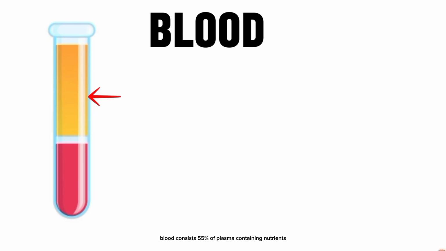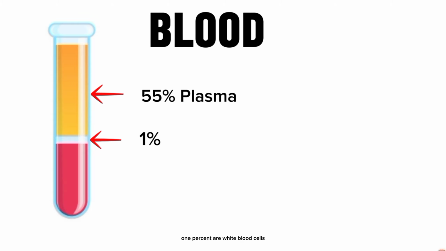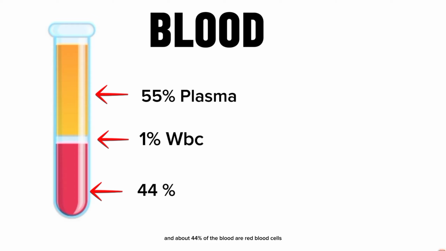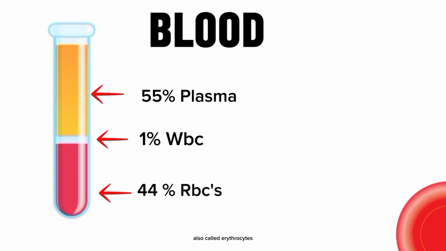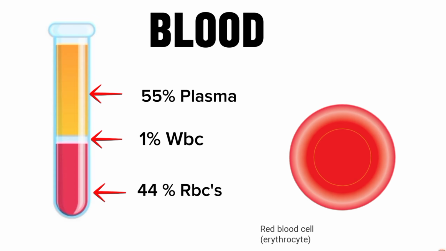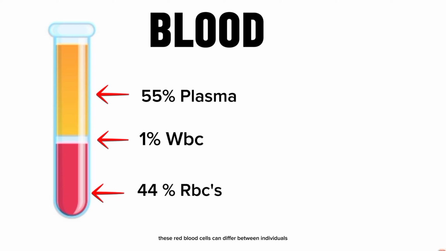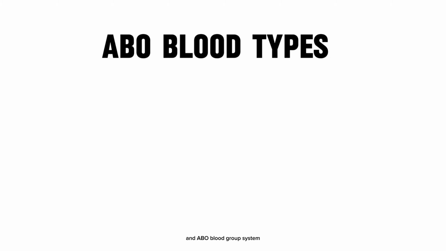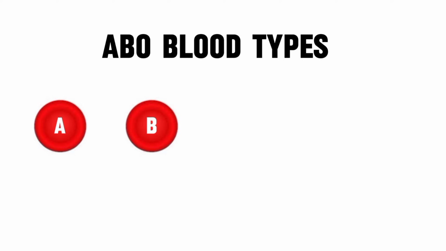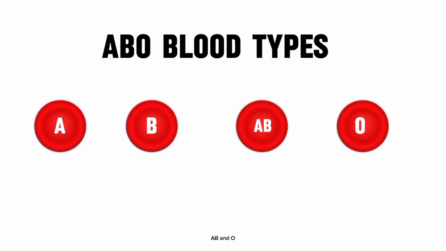Blood consists 55% of plasma, containing nutrients, salts, proteins, and including the antibodies. 1% are white blood cells and about 44% of the blood are red blood cells, also called erythrocytes. These red blood cells can differ between individuals. In the ABO blood group system, we distinguish 4 types: A, B, AB, and O.